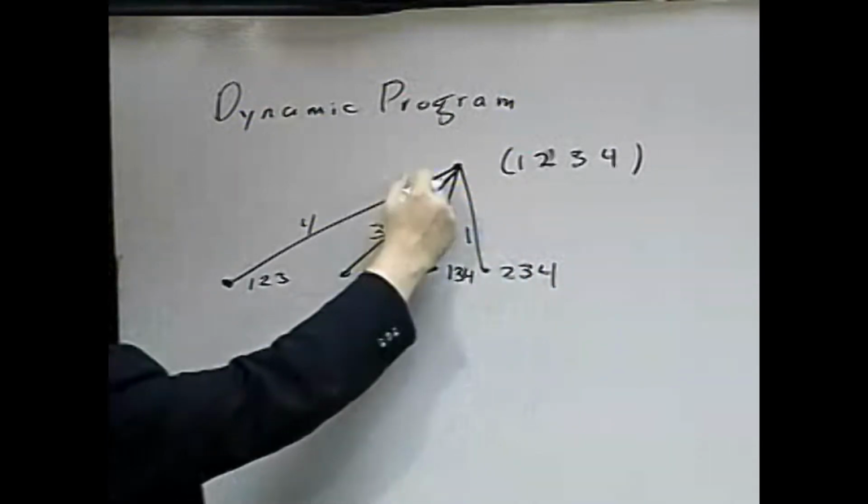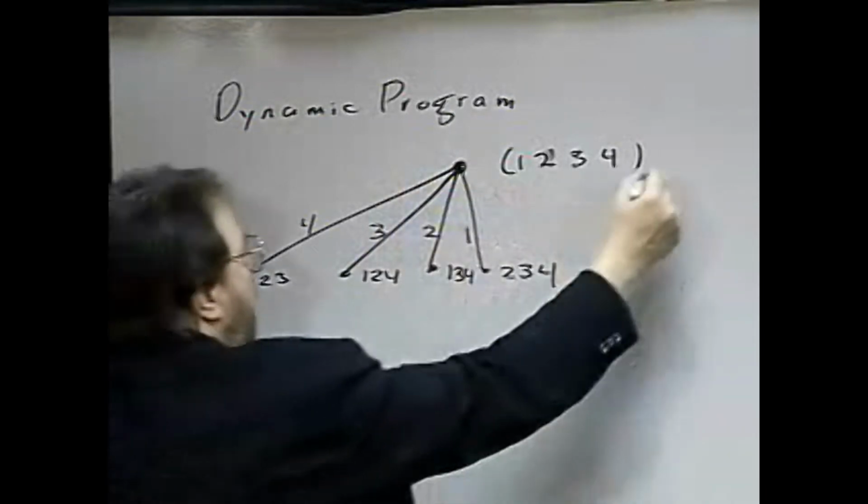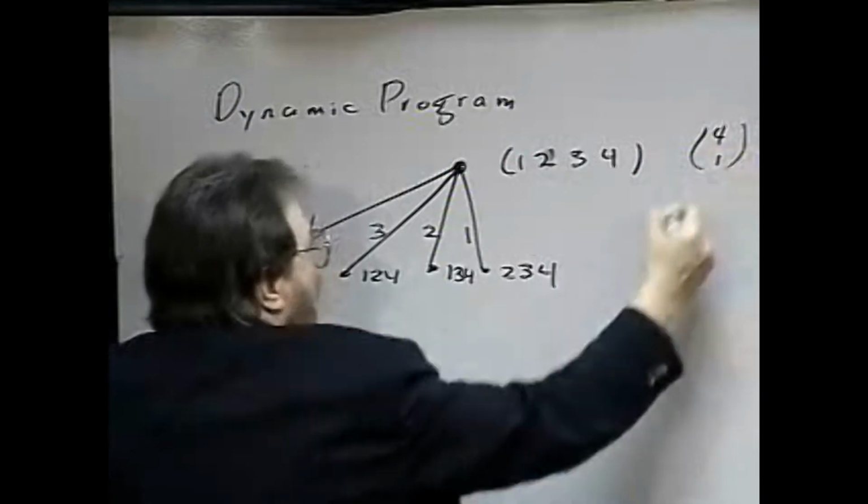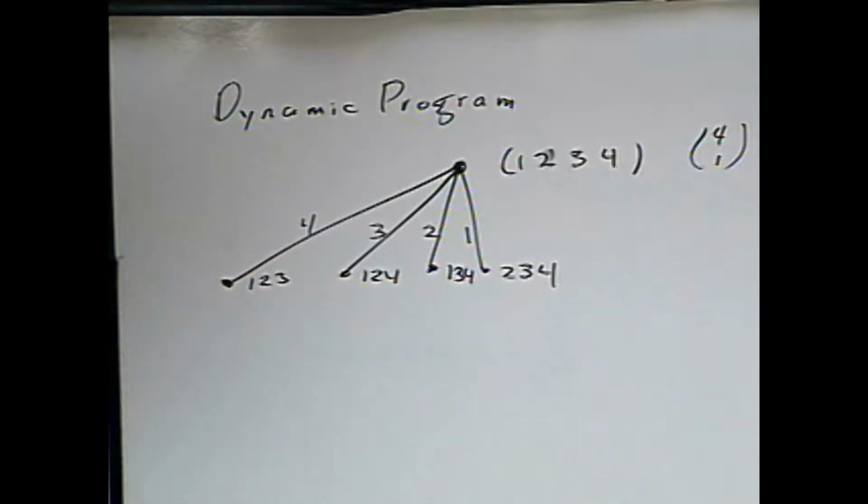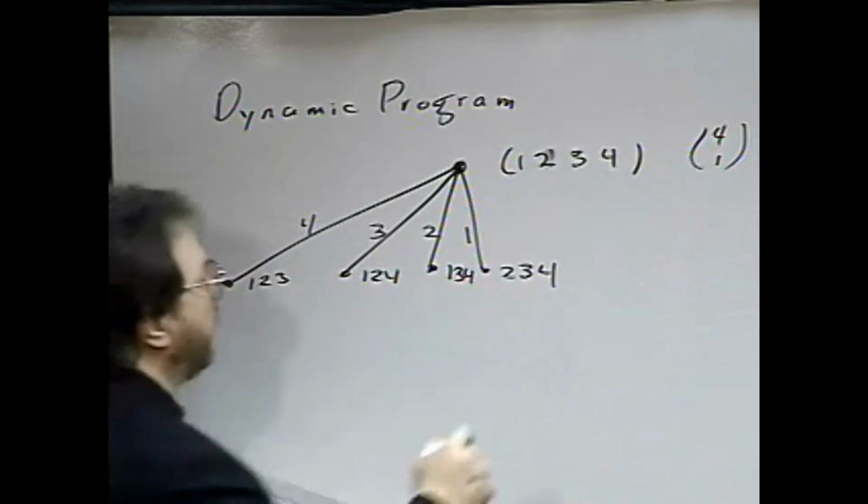Now, if we have 4, you notice up here we have chosen 1, so we have 4 choose 1 features up here, which is a total of 4 choose 0.